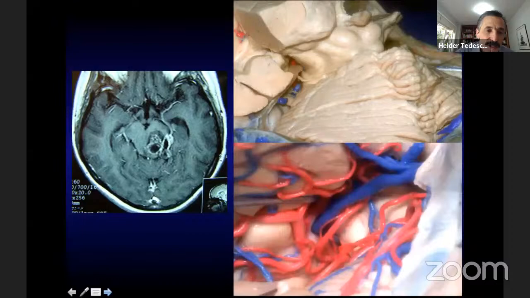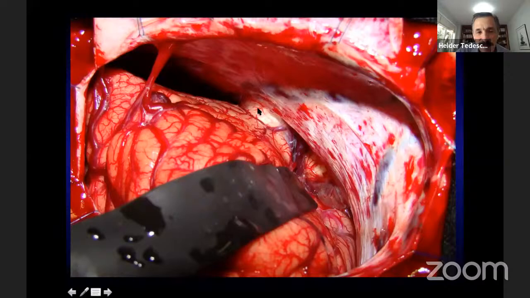So if I approach laterally, I know this is, again, the splenium, the straight sinus. This is a venous lake. This is the transverse sinus. And just by releasing CSF, I can see the basal vein of Rosenthal.